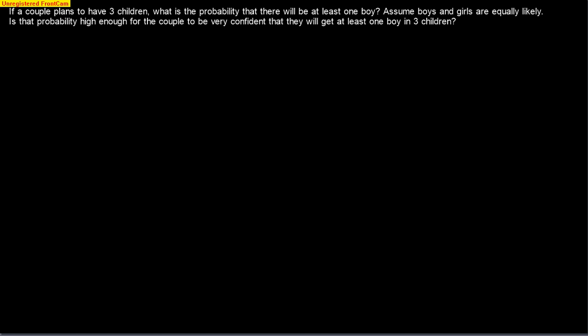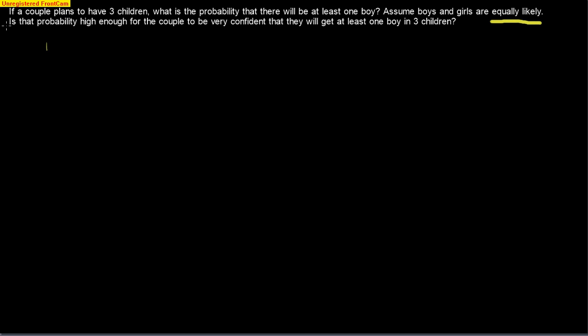Here's another problem from homework number 10. I believe it's around problem number 15. It says if a couple plans to have 3 children, what is the probability that there will be at least one boy? Assume boys and girls are equally likely. So we'll start there. When they say equally likely here, that means the probability of a boy or a girl is the same.